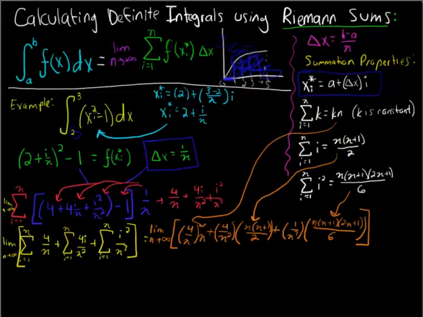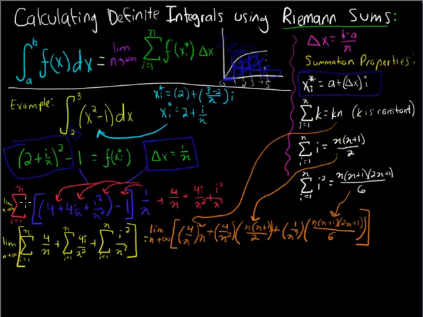Now, in the sum, we have to find the function of x sub i. So we have to plug this in for all the x's in this function. So x squared would be 2 plus i over n, all squared, right over here. And then minus 1. There's no x in 1, so you just leave it minus 1, which equals f of x sub i. So now you have that, and now you have delta x also. So now it's time to find the sum.